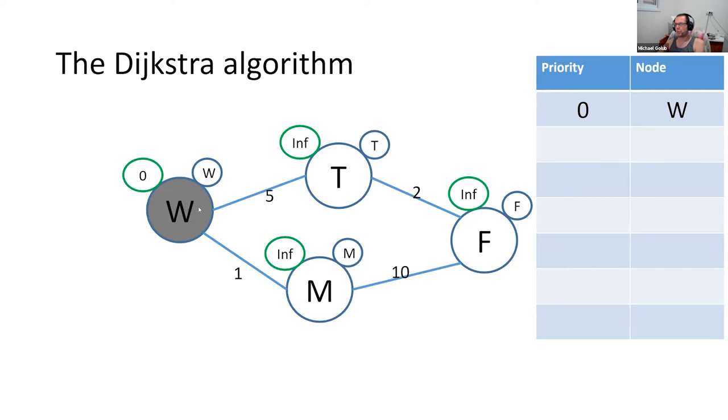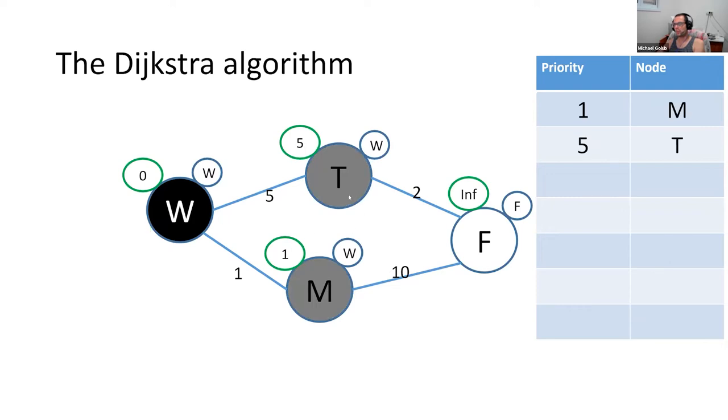So we put the starting vertex to the priority queue. We pop it, we look at the neighbors, and we put both neighbors to the priority queue. Here the distance is 1 for M, the distance is 5 for T, so we mark the start vertex as done. We put those vertices to the list. We mark the shortest known distance yet. We save it inside some container. And now we mark them gray.